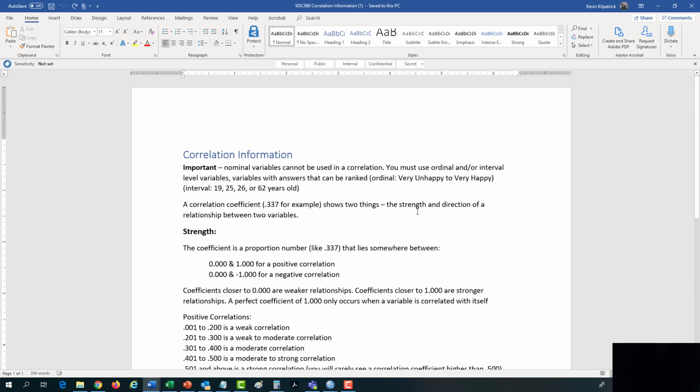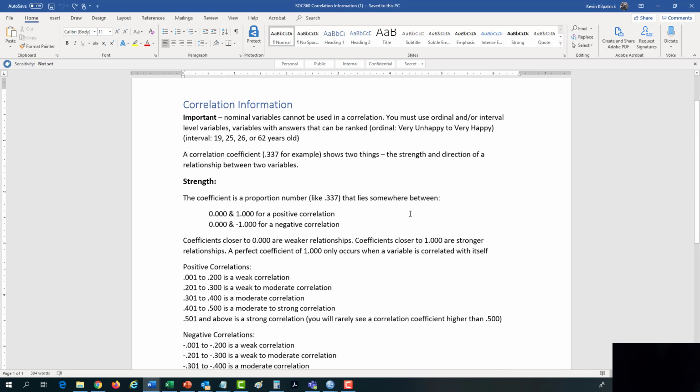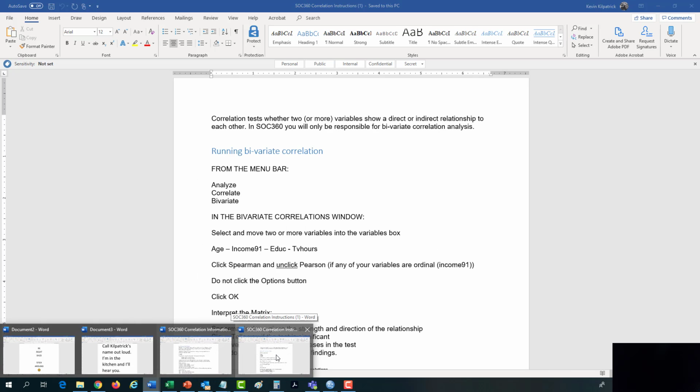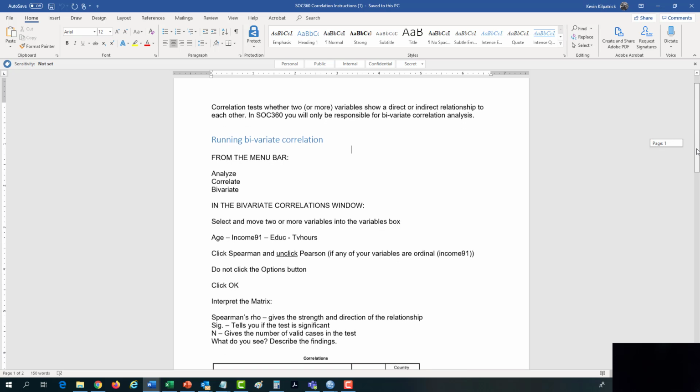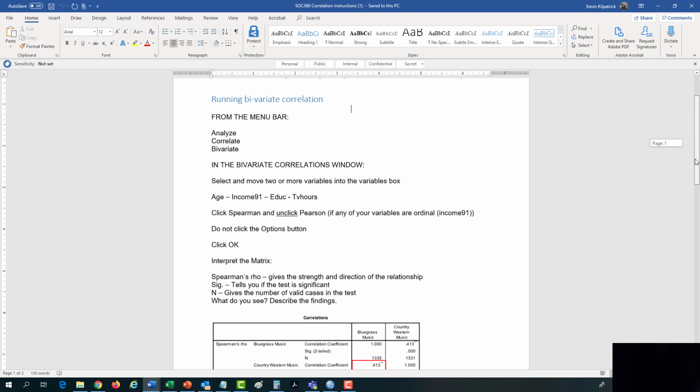Okay, so this document is in this week. You can look at it at your leisure. The other one that's in this week is the correlation instructions, which I showed you just for a second. It's much like all the other instruction sheets for the inferential test. So if you want to run a bivariate correlation from the menu bar in SPSS, you go to Analyze, down to Correlate, and over to Bivariate.